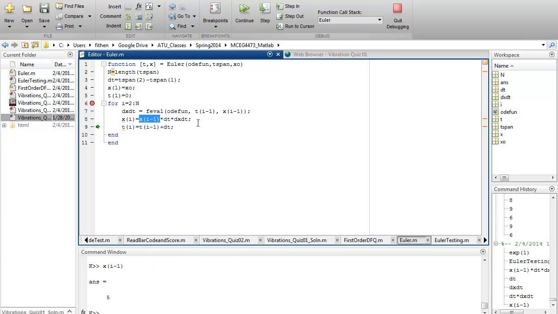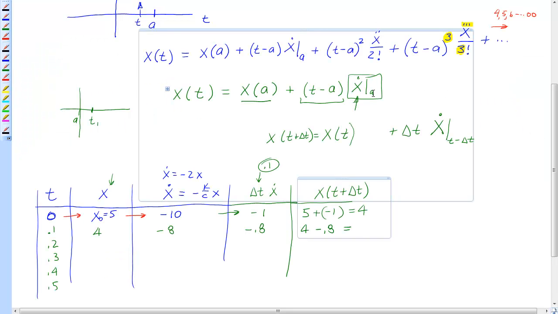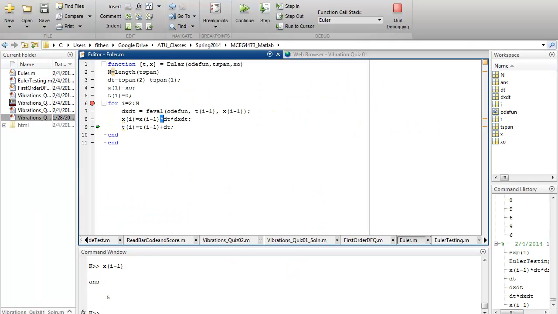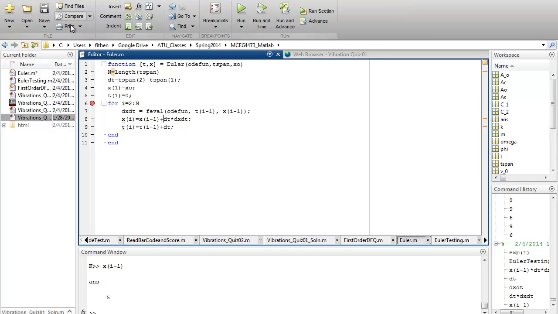Wait, that should be 5. Oh, that's not a times. Sorry. That is a plus. Let me go back and fix that. All right, we'll eventually get this thing set.